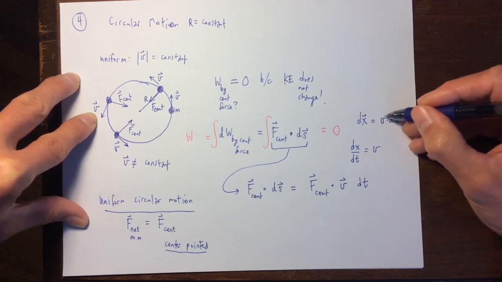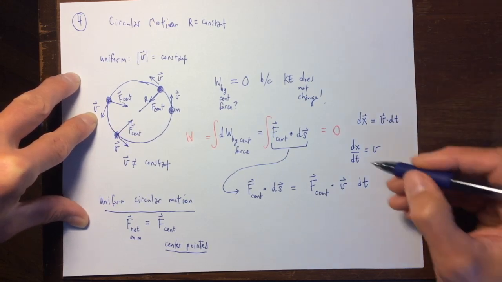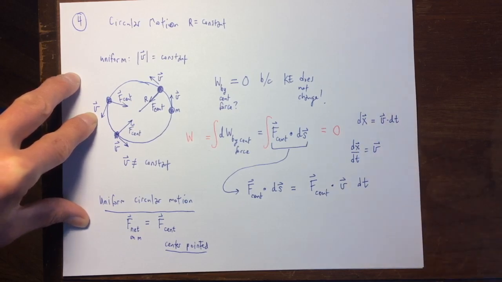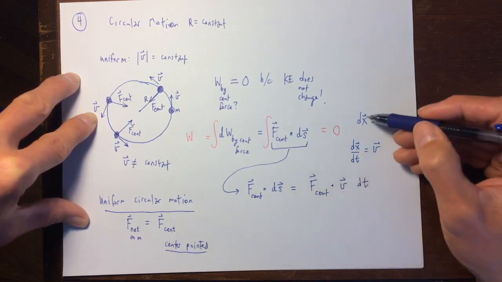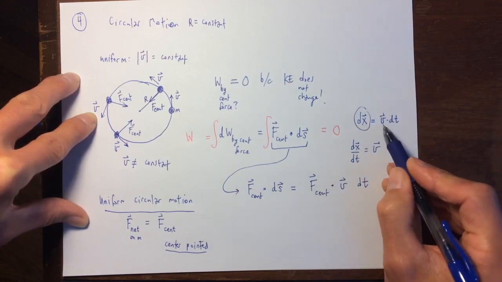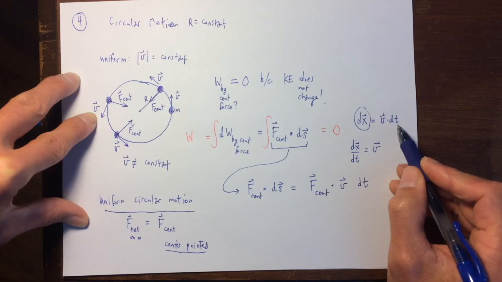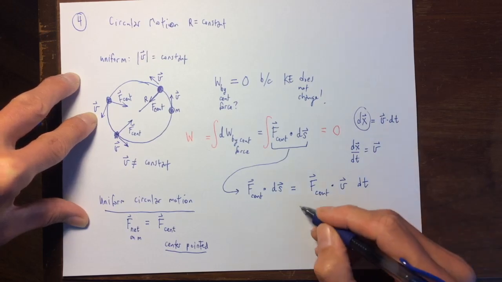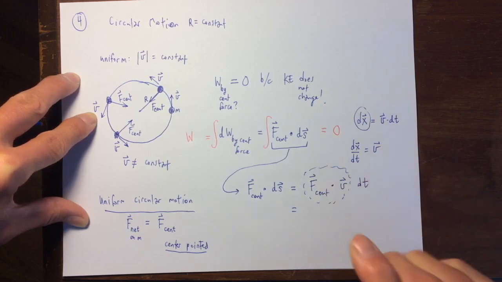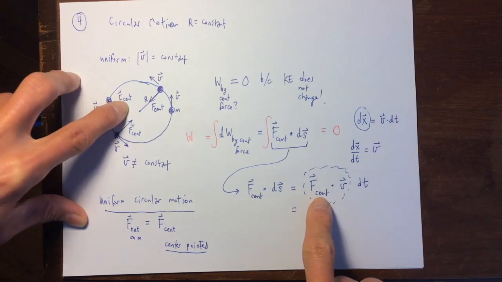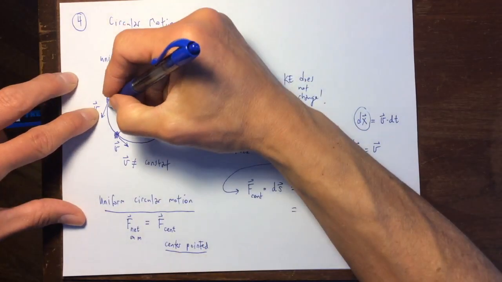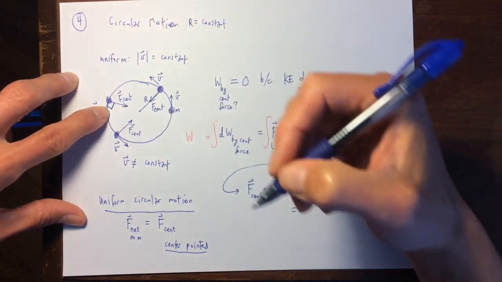This can be written as a vector as well, right? D by dt of the location vector is the velocity vector. So all I've done is I've taken this displacement vector and replaced it by velocity times dt, a small amount of time. And if I look at this thing right here, the center-pointed force is this way, the velocity is always tangential, so this is always at right angles.